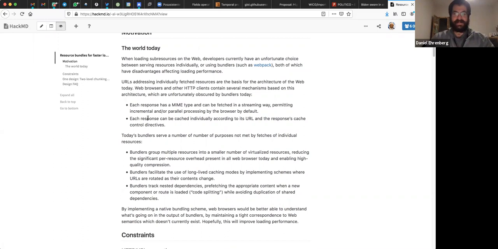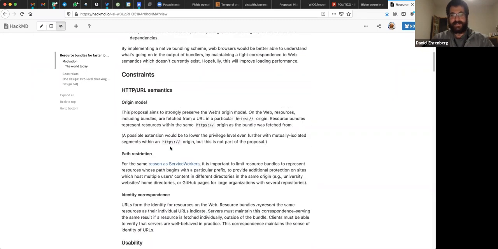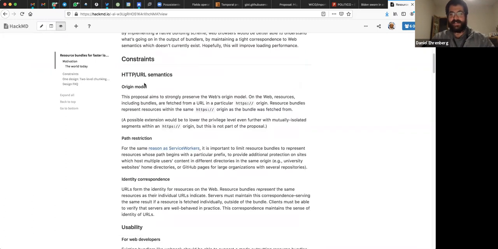So we have two ways of doing this today. We have bundlers, and we have individual responses, and individual responses have all kinds of overhead. So some constraints, some kind of semantic constraints on HTTP and URLs. One is the origin model.